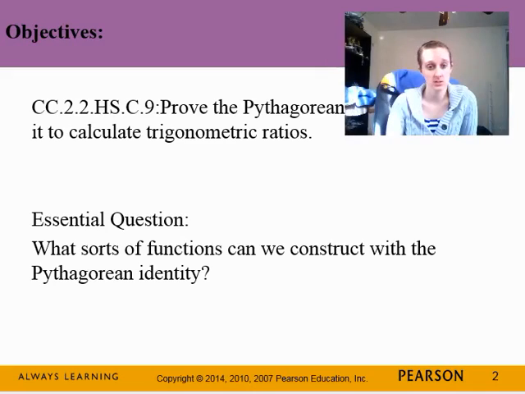Alright, this is Chapter 5, Section 1, Part 2 of Verifying Trig Identities. This one is one video, and we have to look at both the left-hand side and the right-hand side. So our essential question is the same. What sorts of functions can we construct with Pythagorean identities?